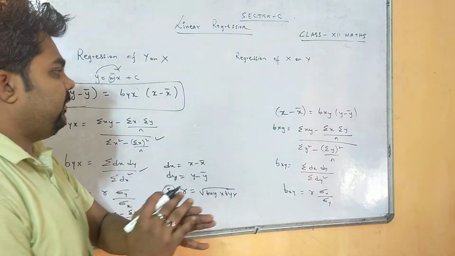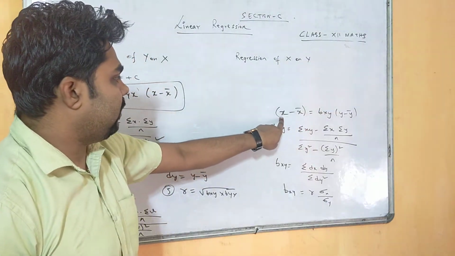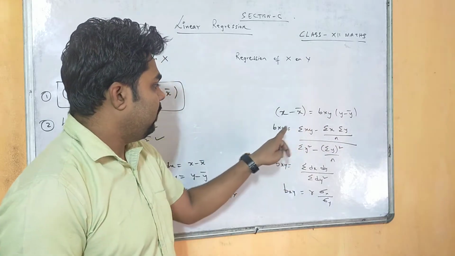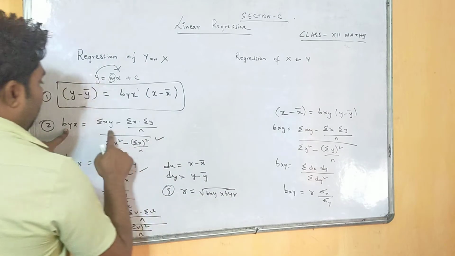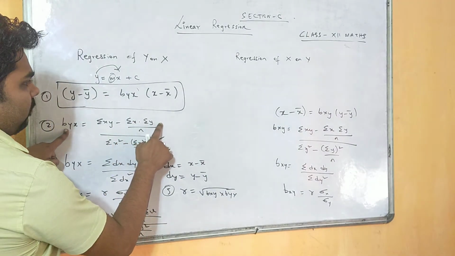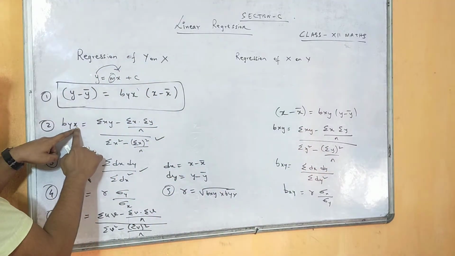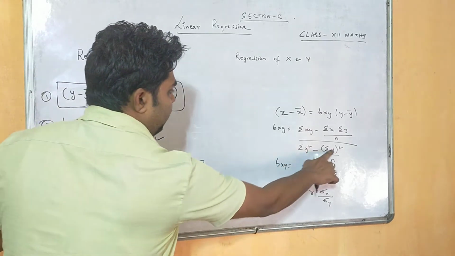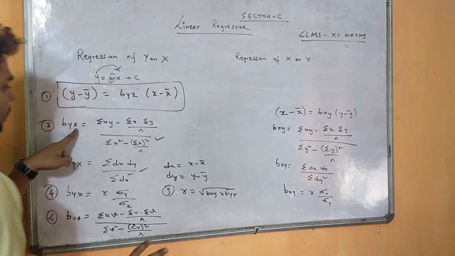But in case it asks to find the regression line of x on y, then we will be using this formula, x minus x bar equals bxy into y minus y bar. Now one thing you note here, for byx and bxy, the numerator is the same, summation of xy minus summation of x dot summation of y by n. What is the difference here? Right hand side we have x, so down will be x. Right hand side we have y, so down will be y. That means summation of y square minus summation of y whole square by n.